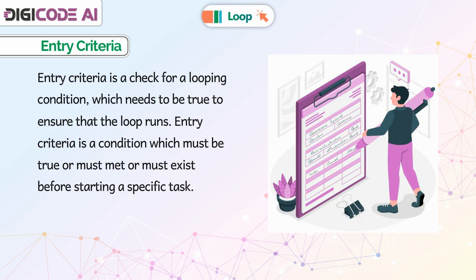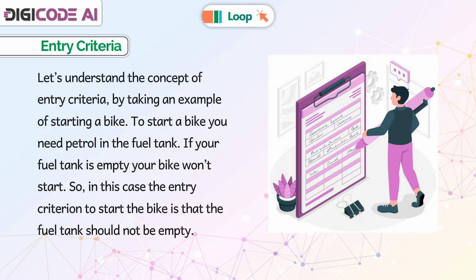Entry criteria. Entry criteria is a check for a looping condition which needs to be true to ensure that the loop runs. Entry criteria is a condition which must be true or must meet or must exist before starting a specific task. Criteria can be different from program to program as per the requirement.